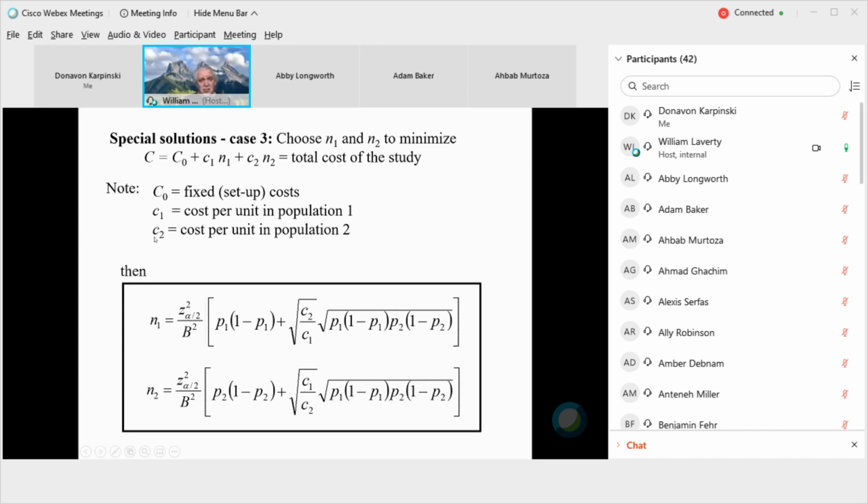Notice that if C2 was quite a bit greater than C1, you'd choose more observations from population 1 because they're less costly than from population 2.